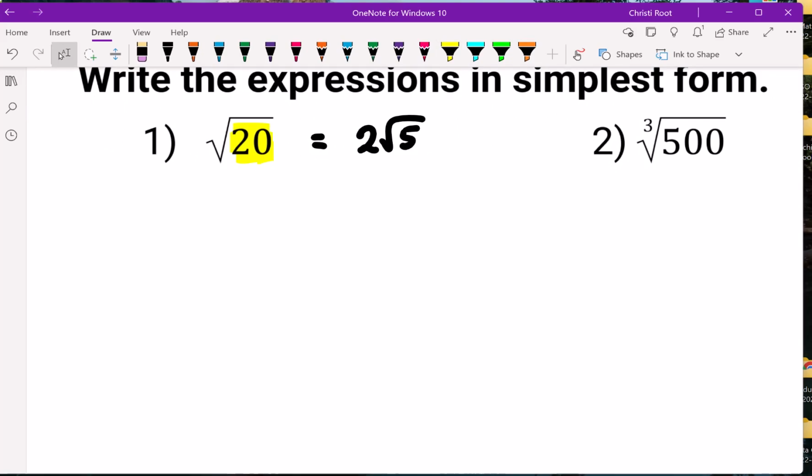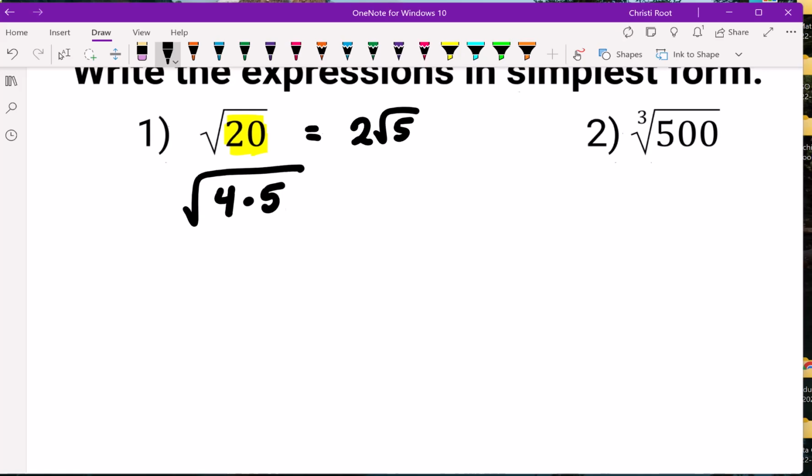But for this format, you need to ask yourself, what is the biggest perfect square that will divide into 20 with no remainder? So the biggest one that will divide into 20 is 4, okay? 4 will divide into 20, right? So remember, you can go backwards. So what I'm going to do is change this from 20. I'm going to say 4 times 5 is 20.